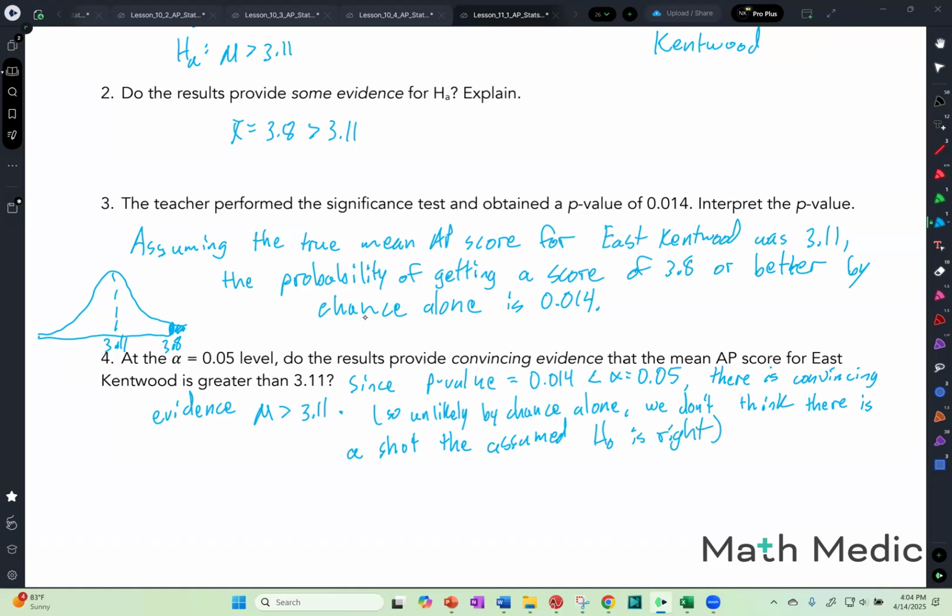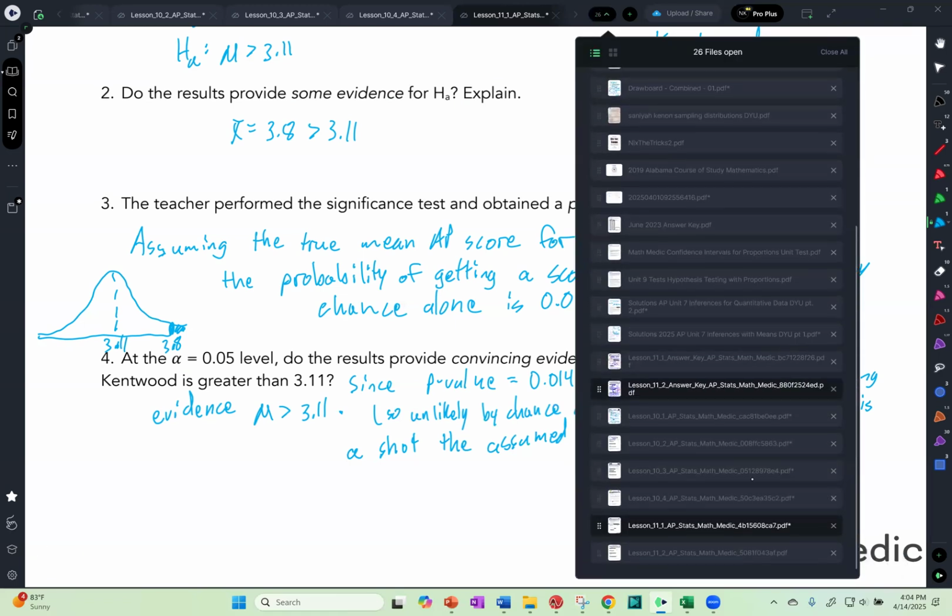So I know a lot of times I've had students in the past like, oh, so we want a high p-value to reject our null. And the answer is no. The p-value is how unlikely is it to happen by chance alone. If it's super unlikely to happen by chance alone, we reject our null and we have conclusive evidence for the alternative.